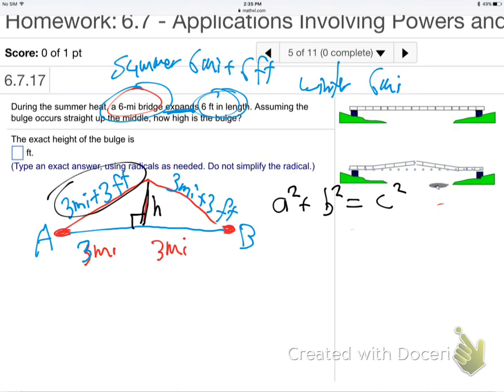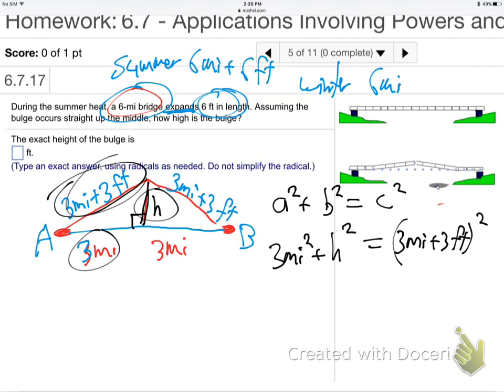This right here, right? That's the c? Yeah. So that's 3 miles plus 3 feet squared. The other side, the a, is 3 miles squared plus b squared. So we're going to do everything in... no, I'm going to change feet in a minute. We all good to there, though? So 3 miles squared plus height squared, right? So the 3, the h, and the 3 miles 3 feet: a, b, and the c. Good so far? 3, h, and then the hypotenuse is 3 miles 3 feet.